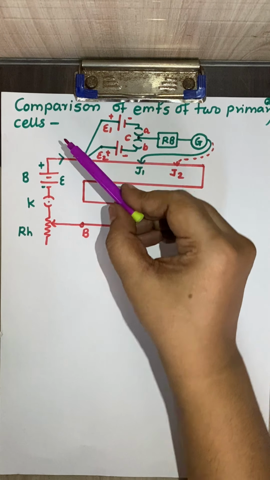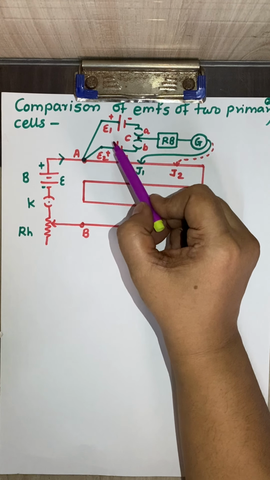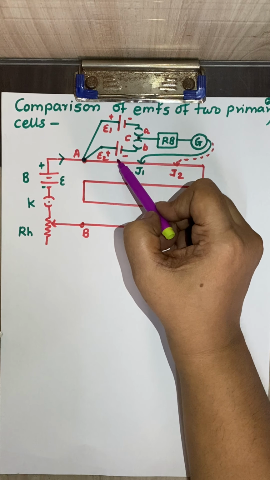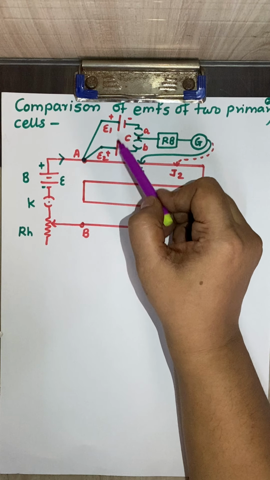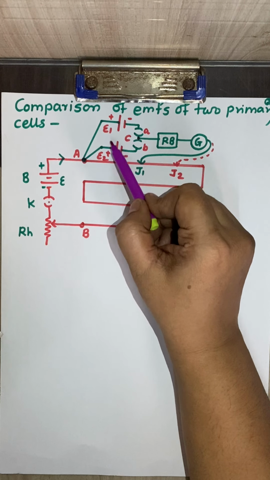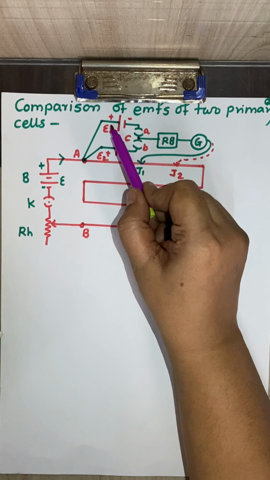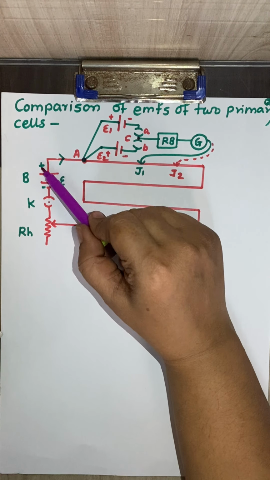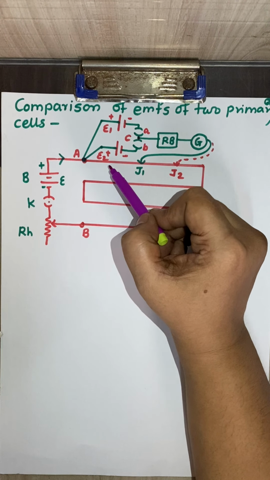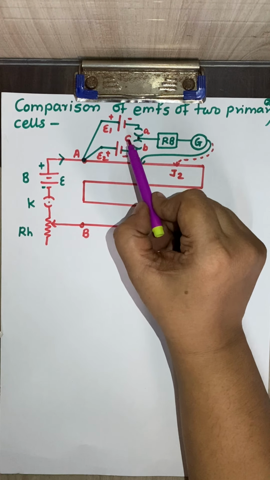Now you can see that from point A two primary cells are connected. E1 is the EMF of the first cell and E2 is the EMF of the second cell, whose EMFs we want to compare. All the positive terminals of the two cells as well as the battery are connected to point A. That means at point A all three positives are there: battery positive, first cell positive, second cell positive.